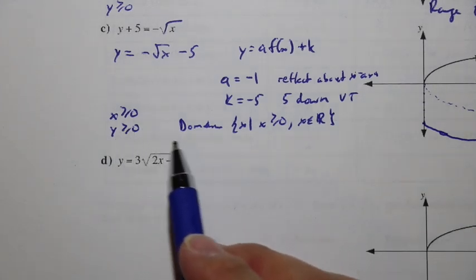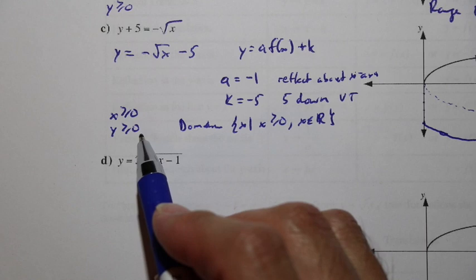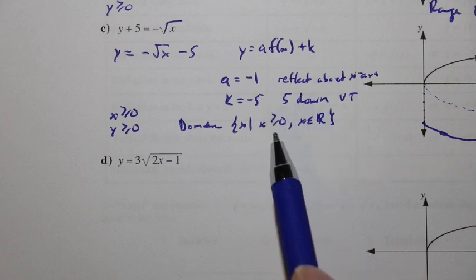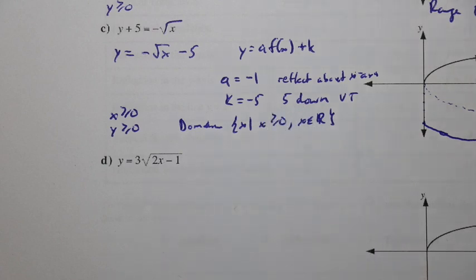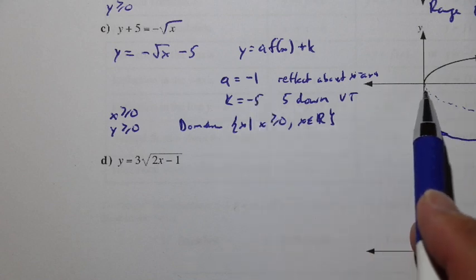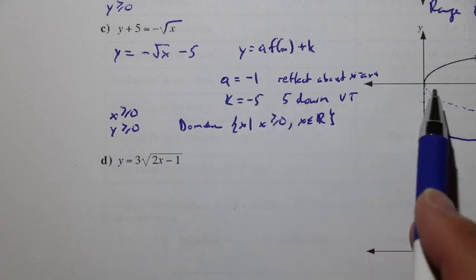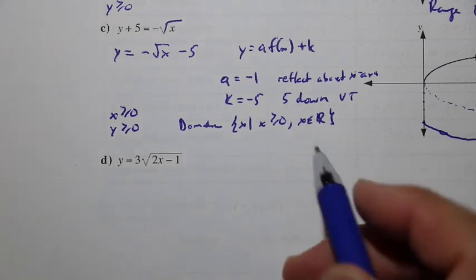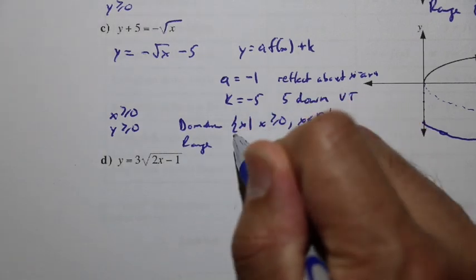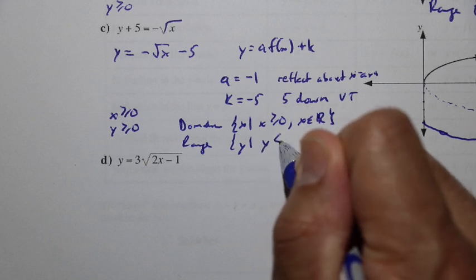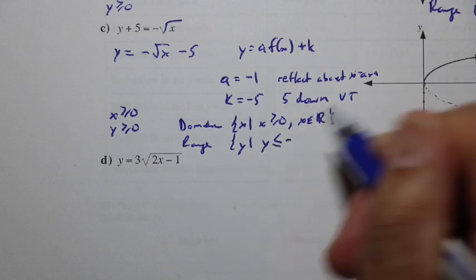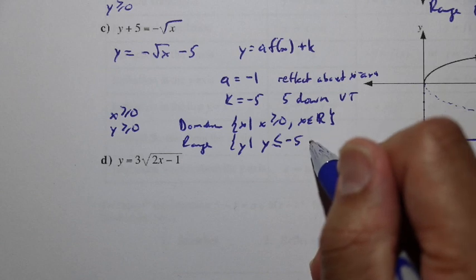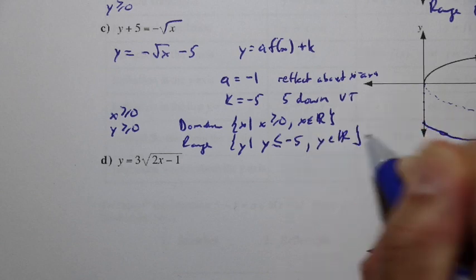Well, but what about the range? The original range was y is greater than or equal to 0. And then we have 5 units down, a vertical translation. Oh, that will change the range, including this reflection too. Now the range is going to be y is less than or equal to 0. And even further, five units down, the range now is going to be y such that y is less than or equal to, let's see, 5 units down from 0, 1, 2, 3, 4, 5. Y is going to be less than or equal to negative 5, where the y's could be any real number.